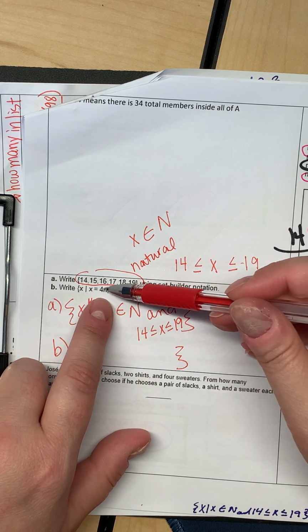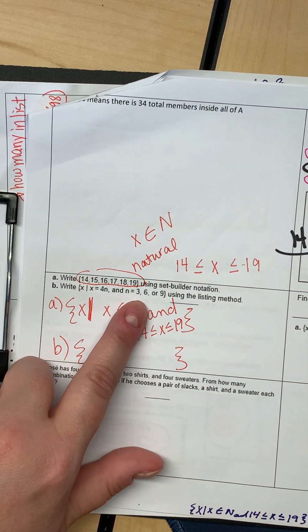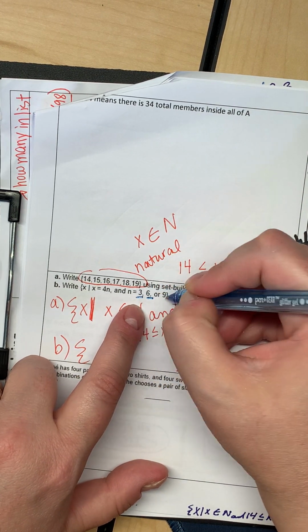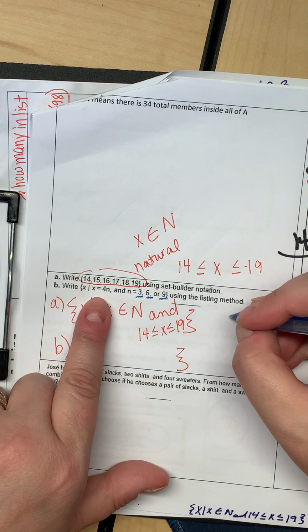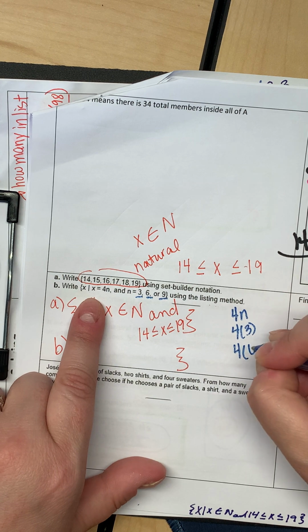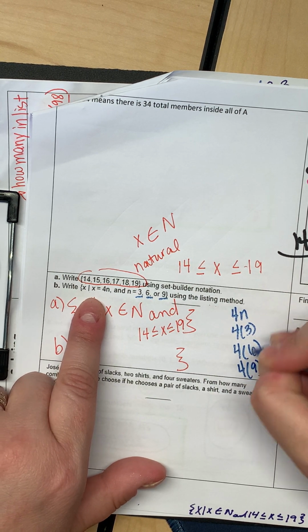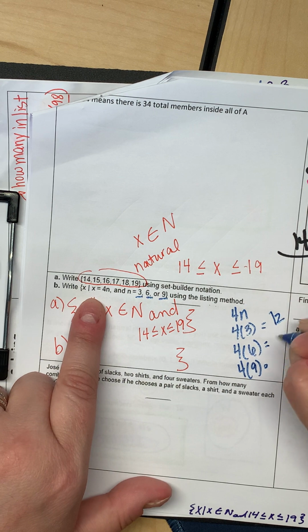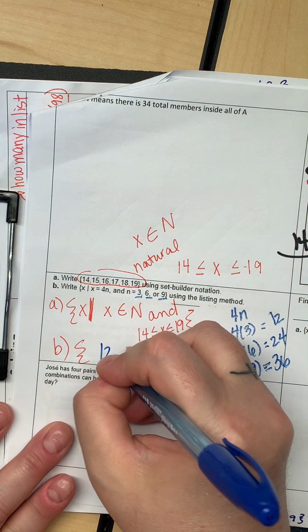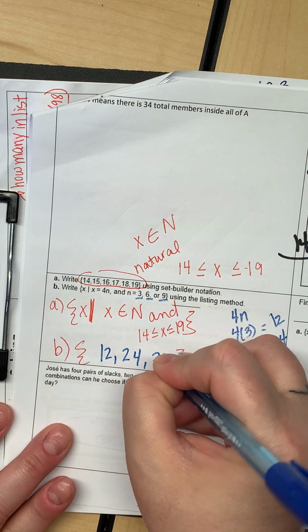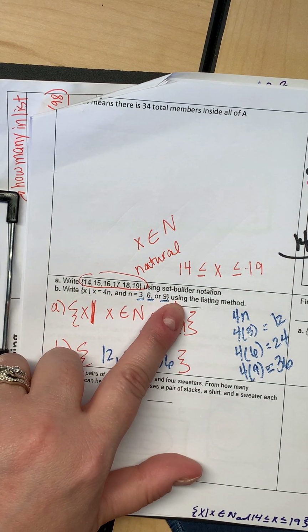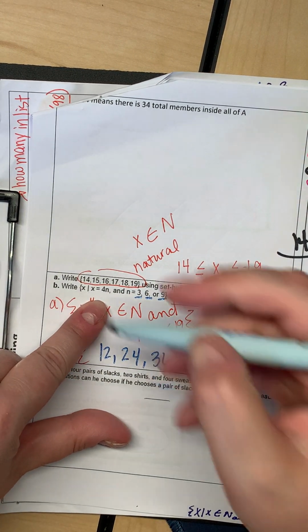It says X is equal to 4N when N is 3, 6, or 9. Well, we need to plug in 3, 6, and 9 into this 4N. So 4 times 3, 4 times 6, 4 times 9, and whatever we get for this, that goes in our list of commas. So I got 12, 24, 36. So again, you're not typing in the 3, 6, 9. You have to plug that into that little bitty baby formula right there.